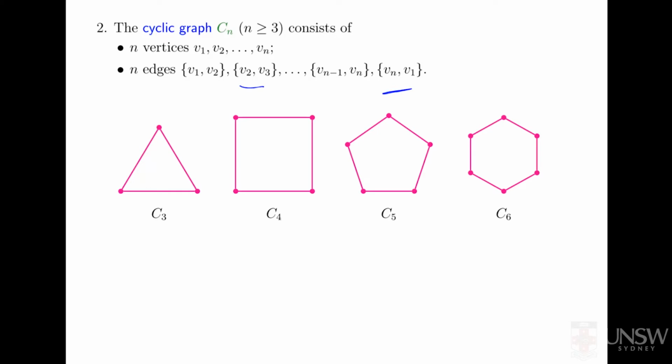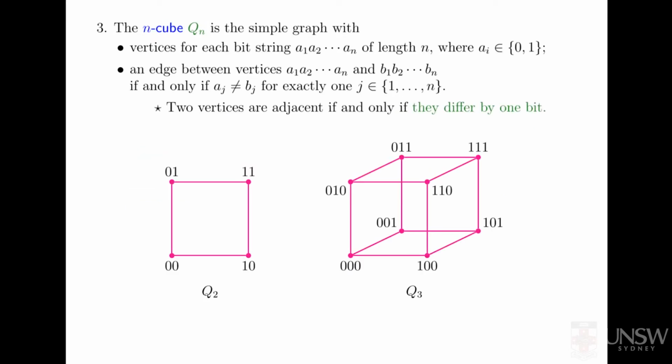So C3 has vertices v1, v2, v3. And the edge from v1 to v2, v2 to v3, and then back to v3, v1. All those edges are present. Okay. C4, we see 4 vertices and 4 edges, and so on. We can see that C3 is just the same as the complete graph on 3 vertices.